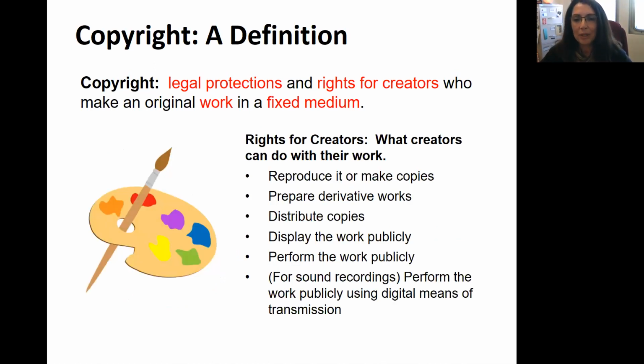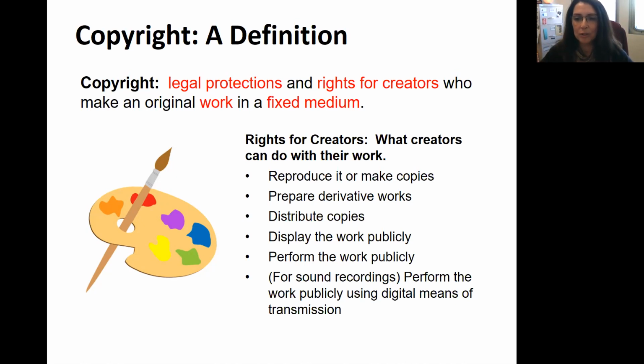So another part of the copyright definition is rights for creators. Copyright defines what creators can do with their work. If you make something, you can reproduce it or make copies. You can also make derivative works. So I have a goofy image of my dog running in circles, chasing her tail. If I find some copyright-free music and do a mashup of my dog with music and goofy things, it's a derivative work of the original image of my dog chasing her tail. I could do that. I can distribute copies.